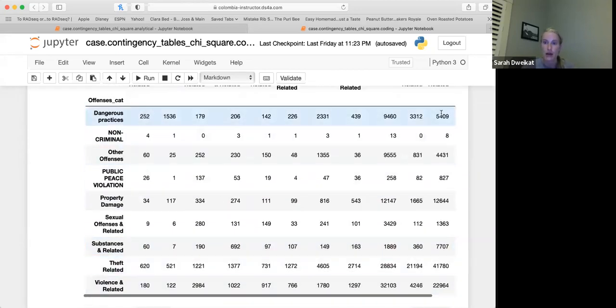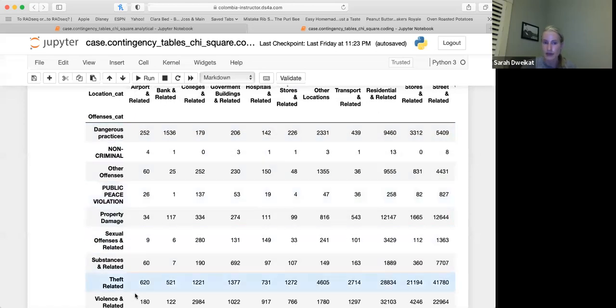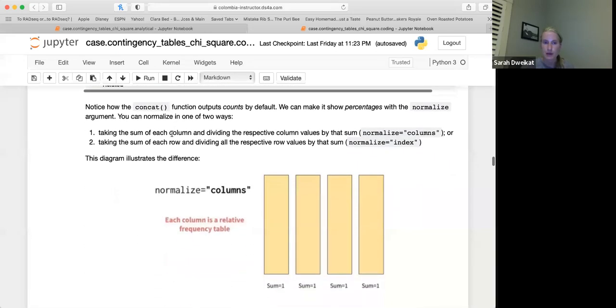and then we can normalize them based off of column or row. And so just to clarify one more time, if we did it based off of column, that would take all of the airport and related crimes and say what percentage of them were dangerous practices, what percentage was non-criminal, what percentage was other offenses. So if we did it by column, that's adding up all the airport and related and dividing it into the percentages. If we did it by row, that would be saying of all the dangerous practices crimes that occurred, what percent happened in an airport, what percent happened in a bank. So that's what we're going to talk about here.